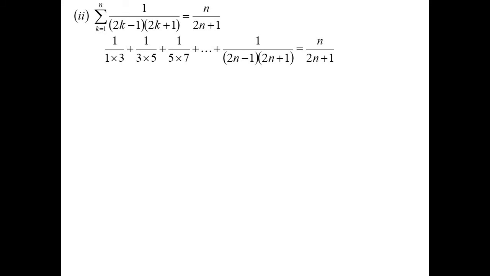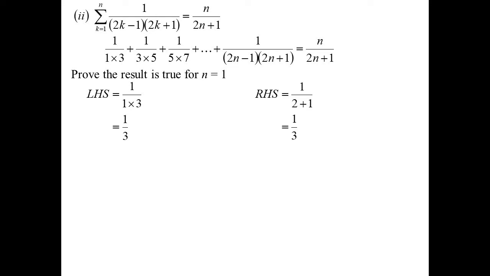Okay, let's see if it works for the first case. N equals 1. Left-hand side, the very first term is a third. Right-hand side, sub it into our formula. Yes, we get a third. Show the substitution step, because you're showing that this formula works. Don't just go, oh, right-hand side equals a third. You beaut, it works. Show the substitution step. So the left-hand side does equal the right-hand side, so we know it's true for n equals 1.